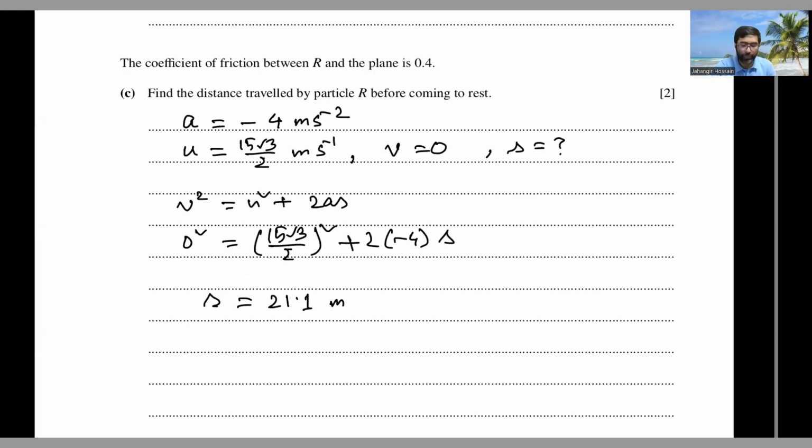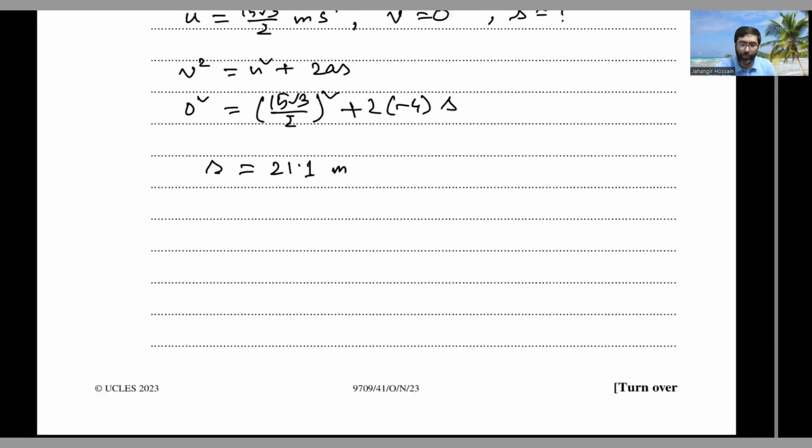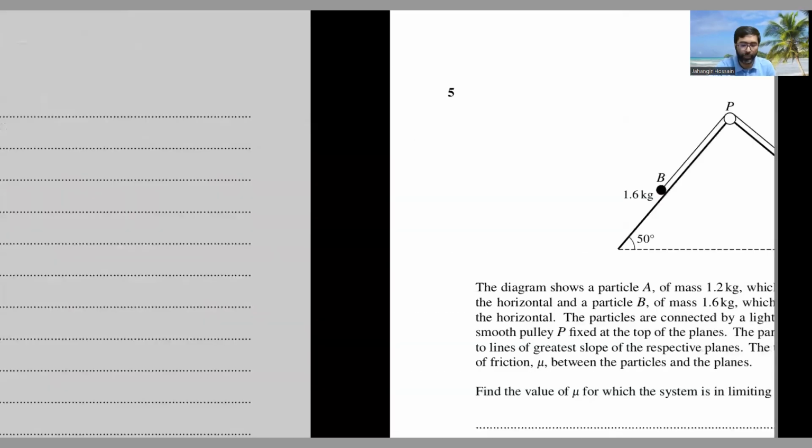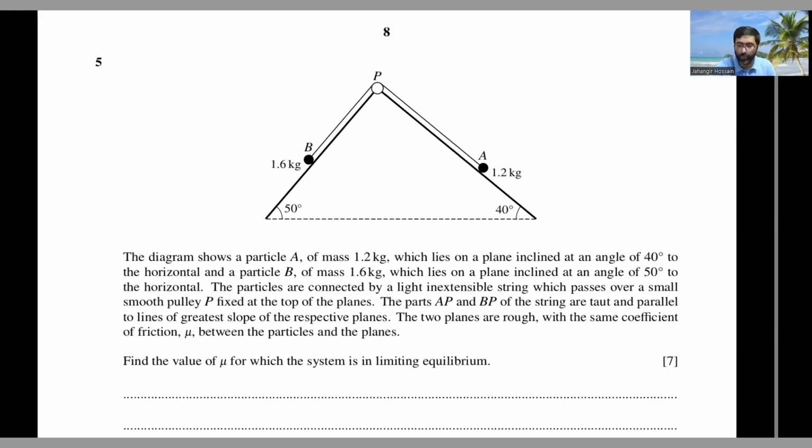Okay, that's part C. Is there any further part to this question? No. Let's move on to the next question then. In the next question, we have a sum involving a pulley.